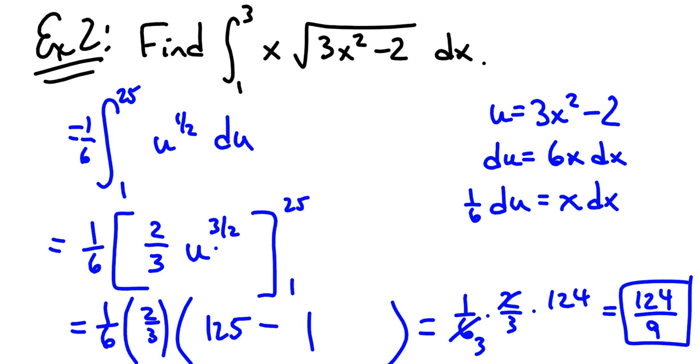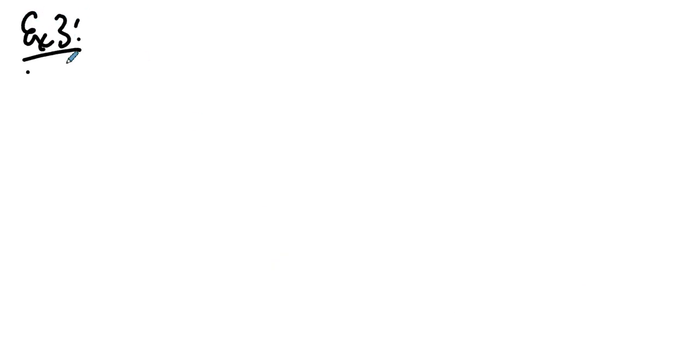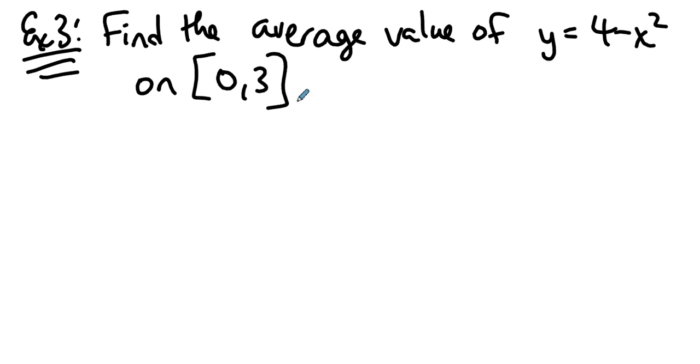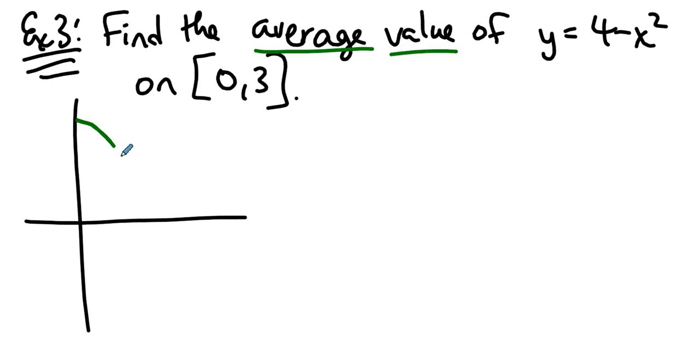Okay? One more thing. Find the average value of y equals 4 minus x squared on the interval from 0 to 3. The average value. Now, average value is interesting because I know when people find averages, here's 4 minus x squared on the interval we're talking about. When we think about averages, we think about adding everything up and dividing by how many there are. But average value would be adding up all of these infinitely many y values and dividing by infinity. That seems like that's not going to work.